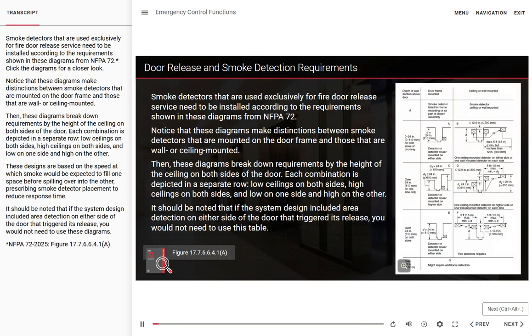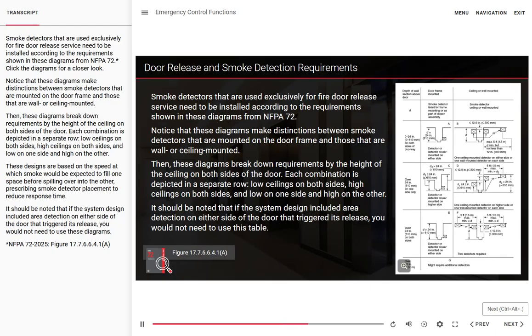Smoke detectors that are used exclusively for fire door release service need to be installed according to the requirements shown in these diagrams from NFPA 72. Click the diagrams for a closer look. Notice that these diagrams make distinctions between smoke detectors that are mounted on the door frame and those that are wall or ceiling mounted. Then, these diagrams break down requirements by the height of the ceiling on both sides of the door. Each combination is depicted in a separate row. Low ceilings on both sides, high ceilings on both sides, and low on one side and high on the other.